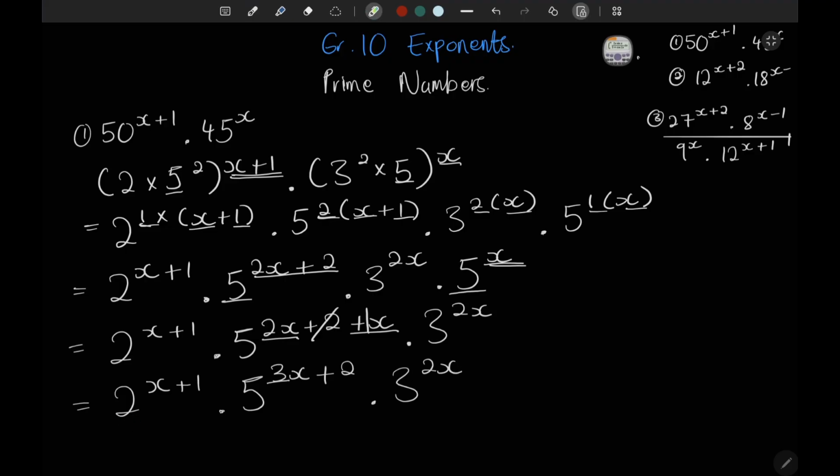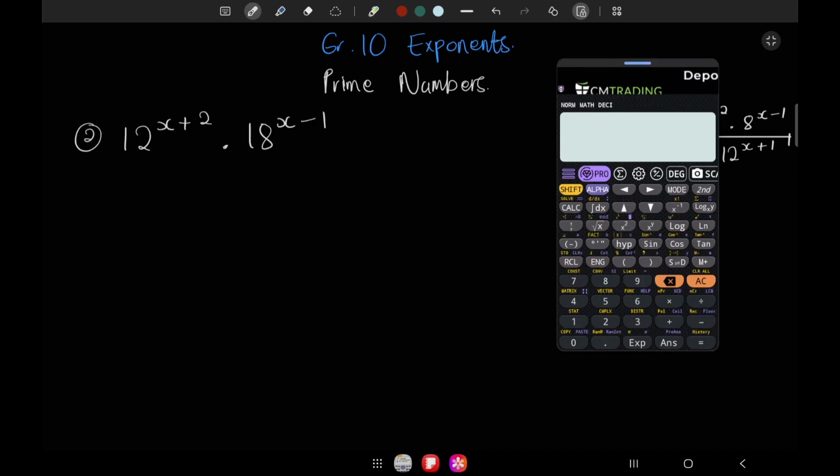So your final answer is 2 to the power x plus 1 times 5 to the power 3x plus 2 times 3 to the power 2x. This is your final answer. And that is how we work with prime factors in grade 10. Now let's do 2 more examples. Let's move to number 2.